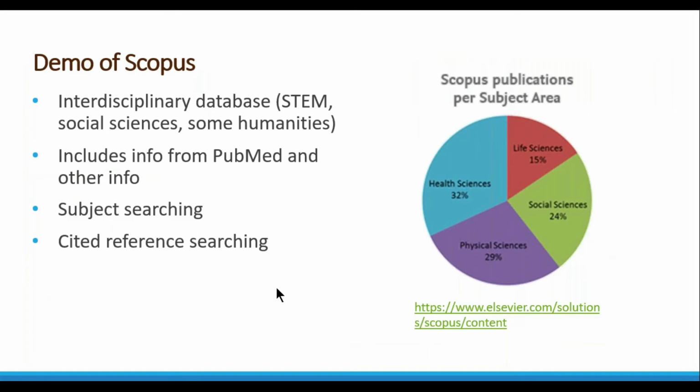So I thought that we would demonstrate one of the subject databases. Scopus is one interdisciplinary database that is useful for science and technology, medicine, engineering, social sciences, and some humanities, but it's not particularly strong in the humanities area. It includes information from PubMed, which is a medicine database, and some other engineering databases, and it's quite interdisciplinary, covers a lot of journals. In this database, you can use subject searching and also find out who has cited a particular publication.